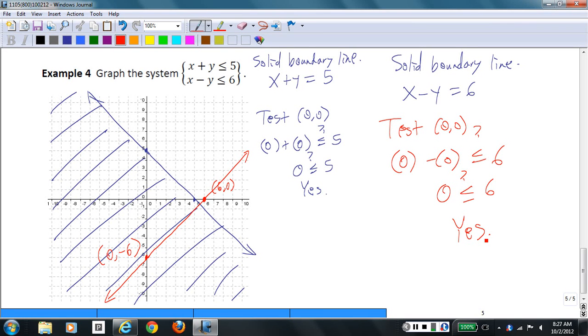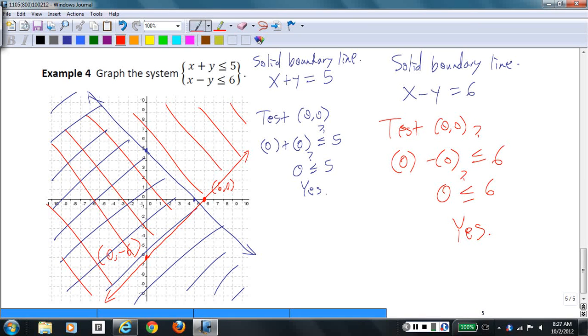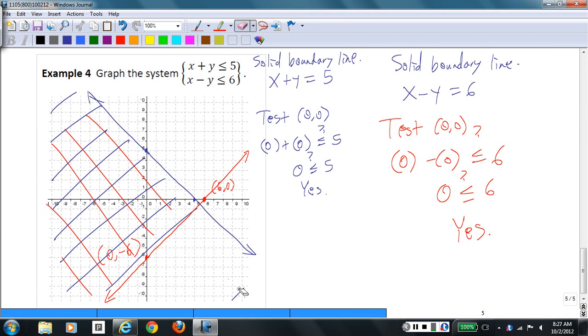So again, we shade everything in the region containing our test point. That's everything above and to the left of this line. And the solution region, the final answer, is the set of points that satisfy both of these inequalities, where x plus y is less than or equal to 5 and where x minus y is less than or equal to 6. Has got to satisfy both, and the points that satisfy both are in that region right there. So the cross-hatched region, or whatever got shaded both times.